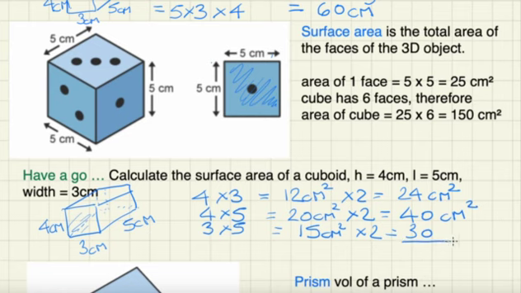So it's a simple case of totting them all up. 4 plus 0 is 4. 2 plus 4 is 6. 6 plus 3 is 9. So it's 94 centimeters squared. Hope all that made sense.